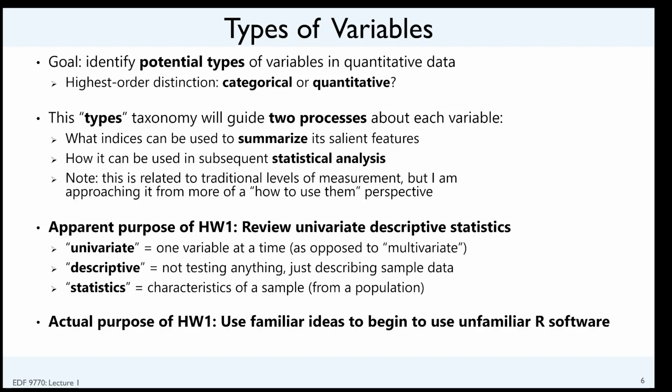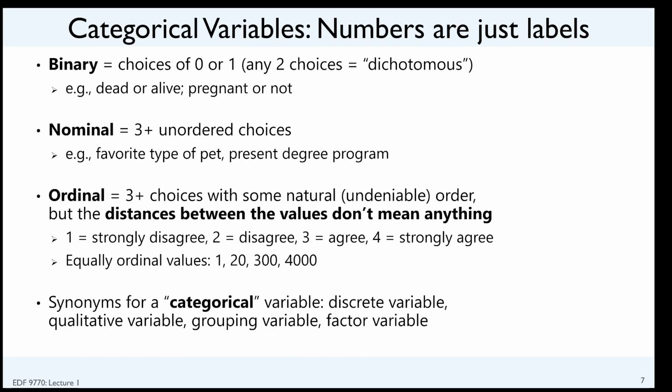And homework 1, in terms of the website, the homework portal that I showed you earlier, you're basically completing a method section. That's the idea, is how would you describe your sample with respect to the variables in the analysis. So categorical, then. The numbers are not numbers, they're labels.